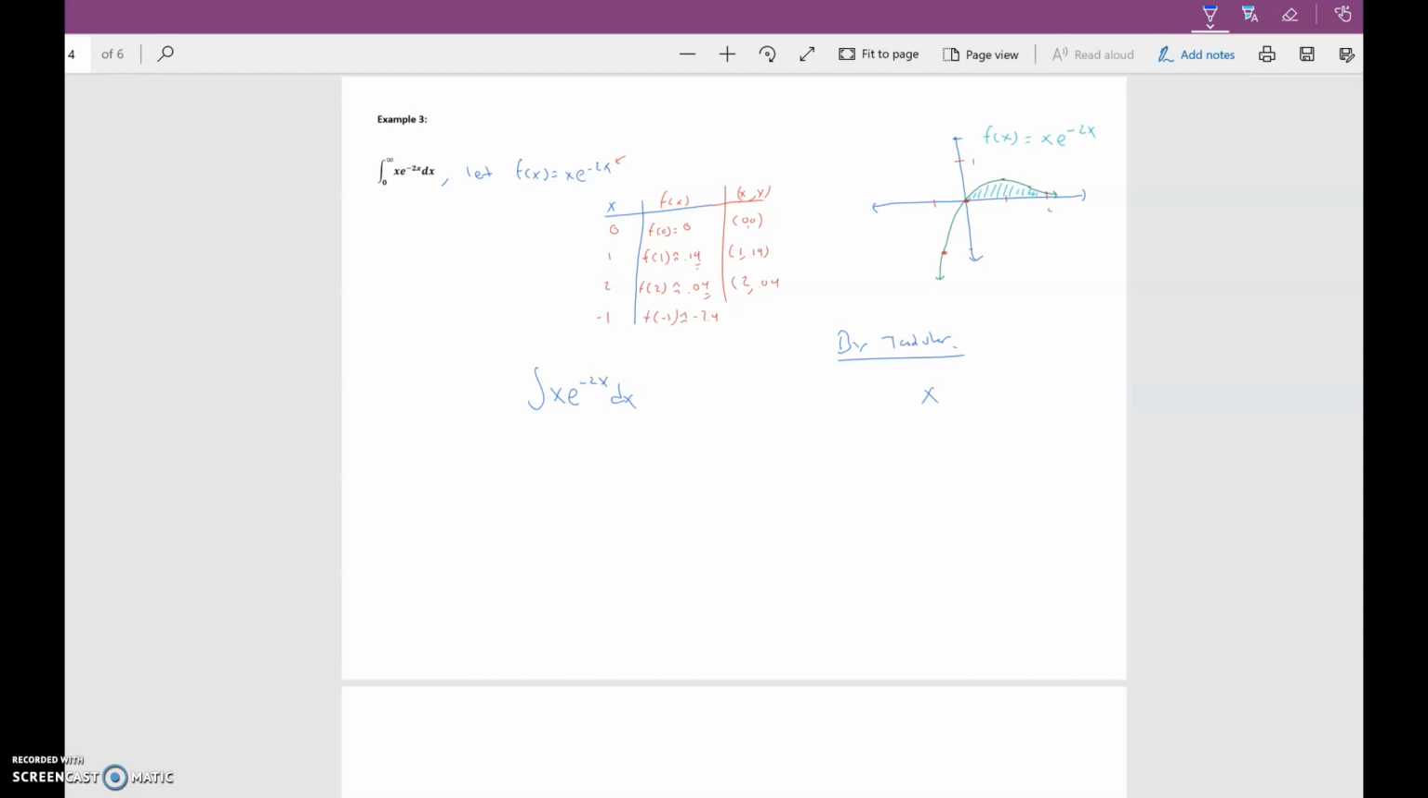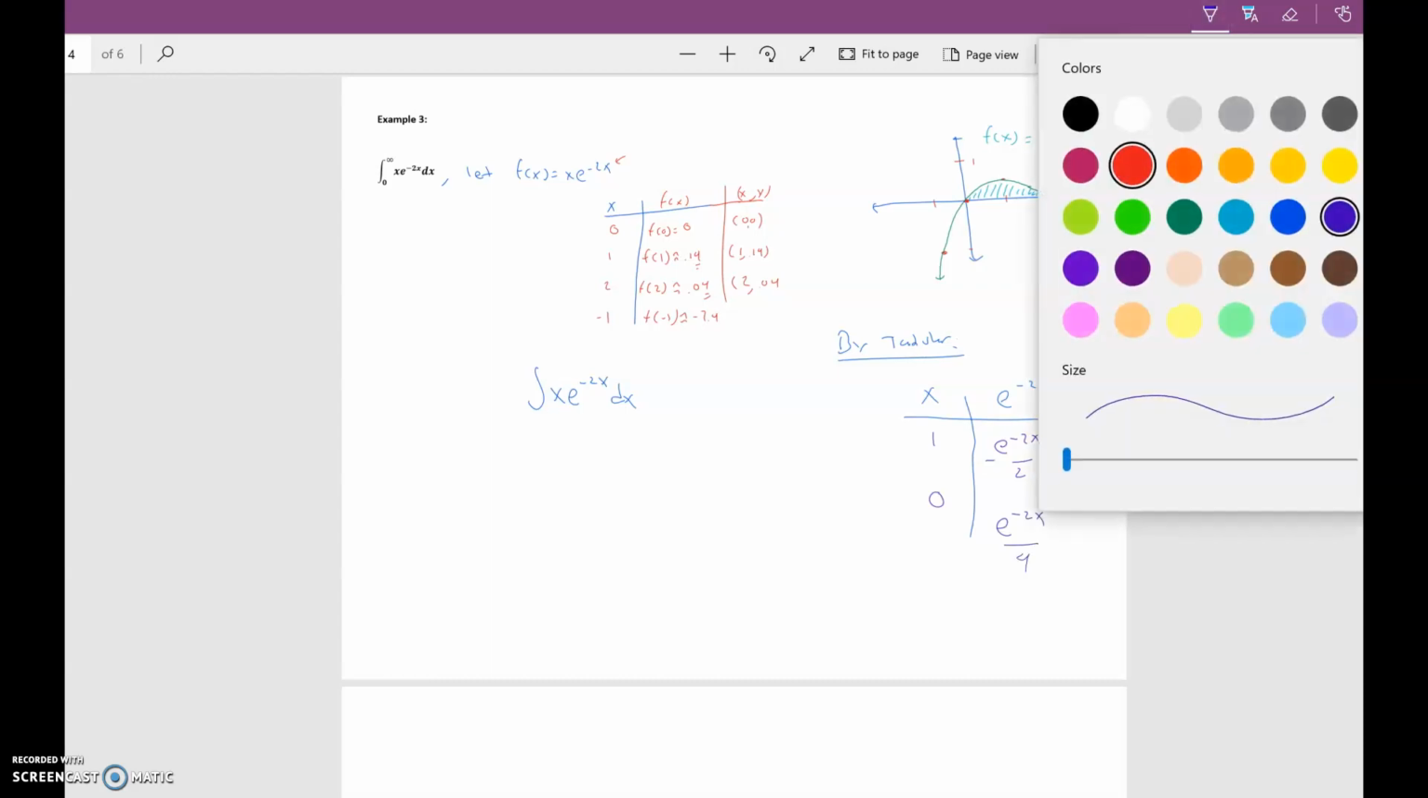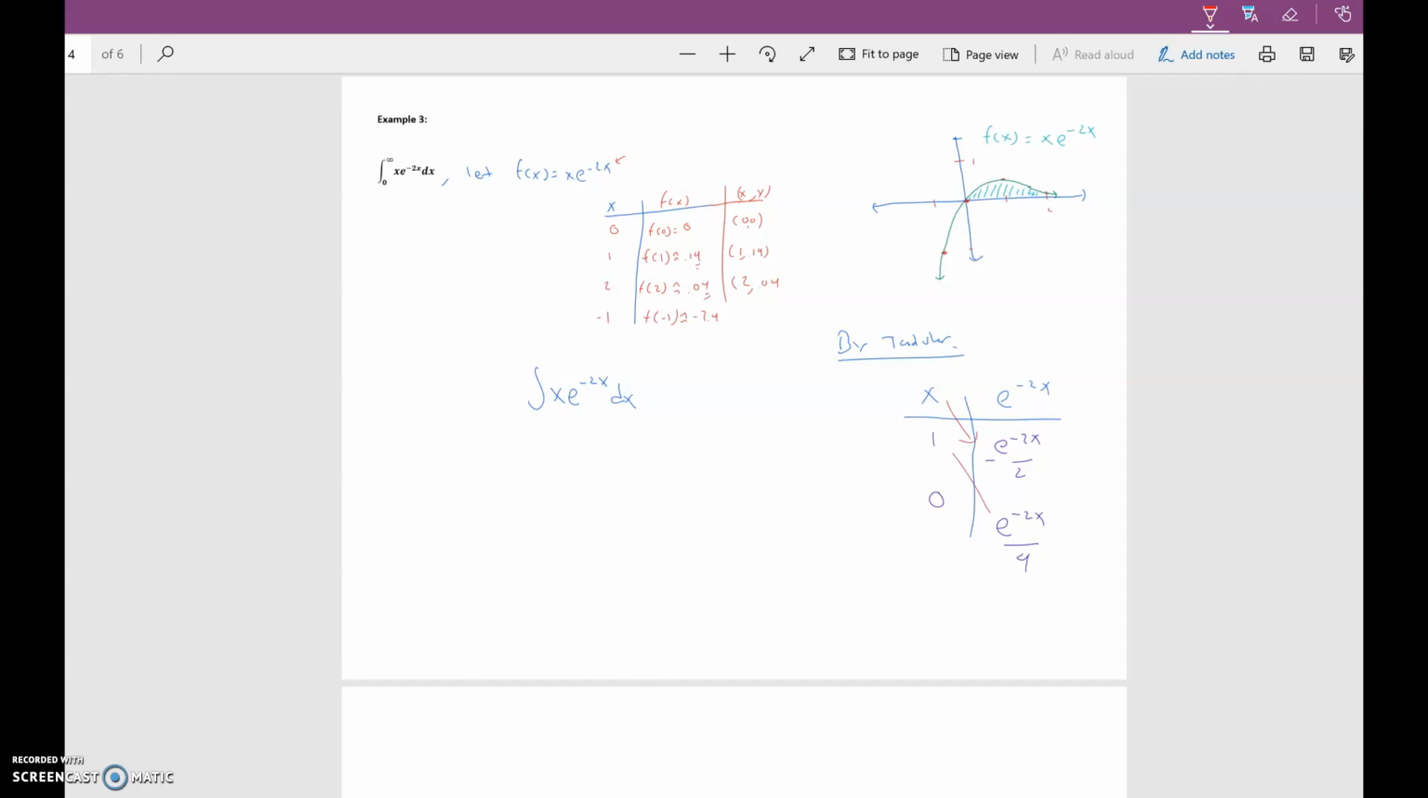I'm just going to have x and then e to the negative 2x. Remember that in the first column you're taking derivatives, so this is technically 1 and then 0. In the second column, you're taking integrals, so this will be e to the negative 2x divided by 2, negative, and then positive e to the negative 2x divided by 4. And remember that we do this pairing with the plus and minus.